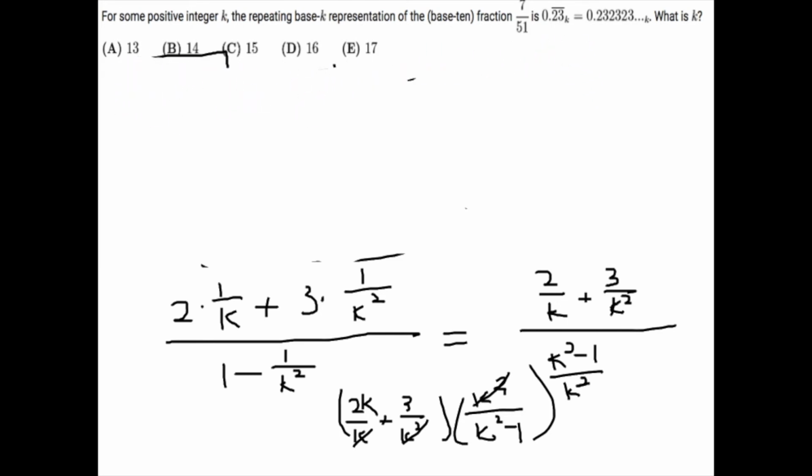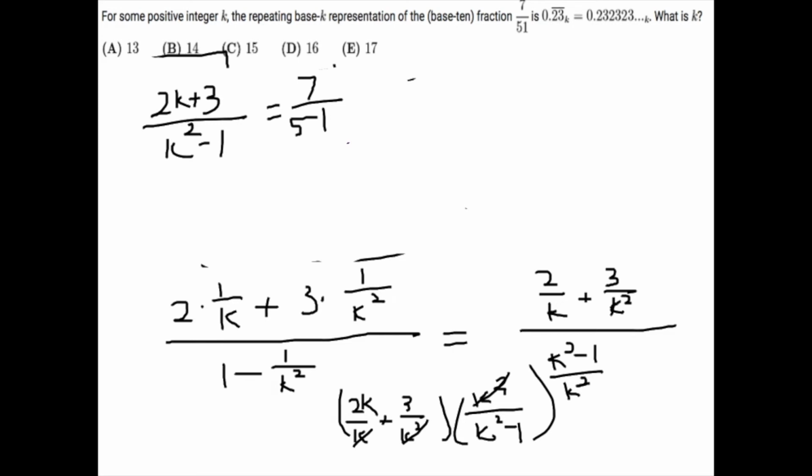So after that, we have 2k plus 3 over k squared minus 1. And this is already in base 10, right? So we can just set it equal to 7 over 51. From here, we can do two things. We can cross multiply and use the quadratic formula, or we can just plug in the answer choices.